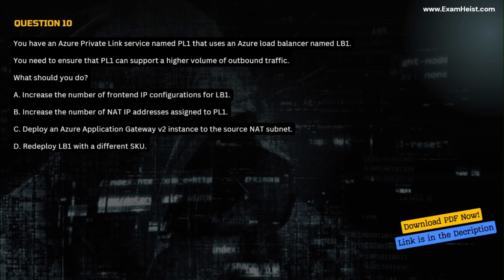Question 10. You have an Azure Private Link service named PL1 that uses an Azure Load Balancer named LB1. You need to ensure that PL1 can support a higher volume of outbound traffic. What should you do? A. Increase the number of front-end IP configurations for LB1.